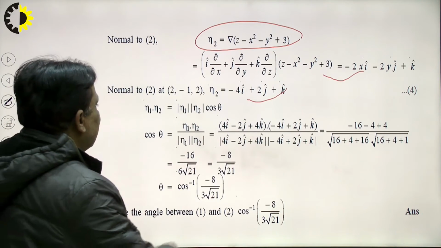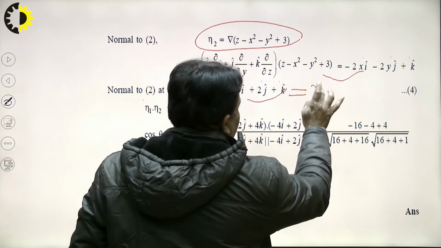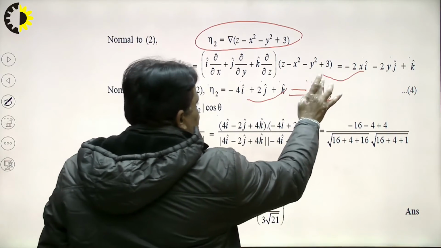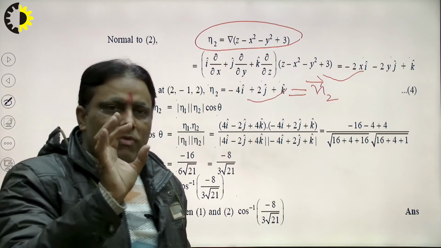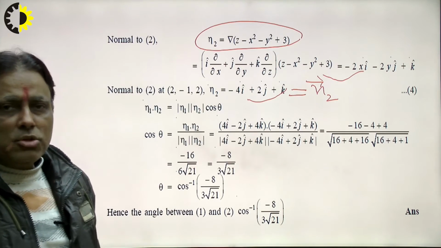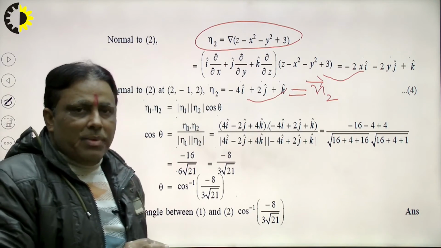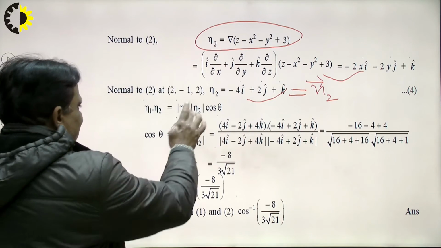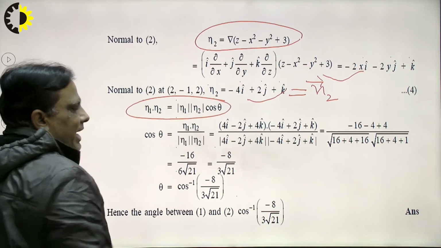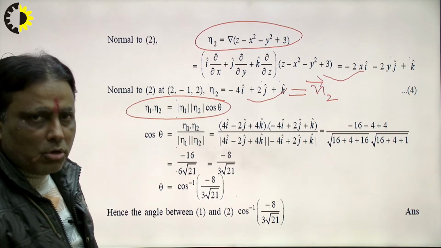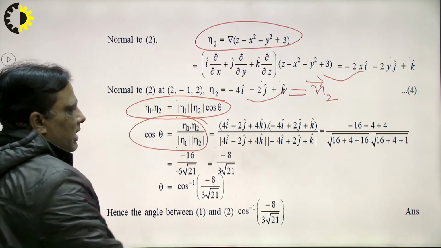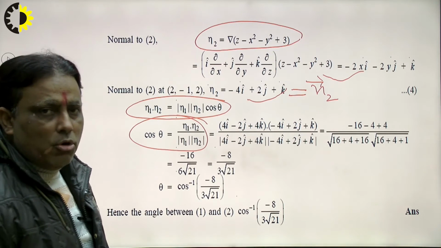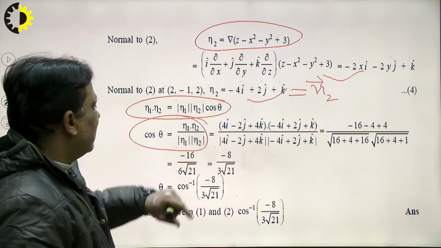That is known as vector n2. Now students study in the 12th level how to calculate the angle between two vectors. A dot b is equal to mod of a, mod of b, and cos theta. So I explain here, n1 dot n2 is equal to modulus of n1, modulus of n2, and cos theta. That means cos theta is equal to n1 dot n2 divided by mod n1 and mod n2 here. In this way we can find out our problem.